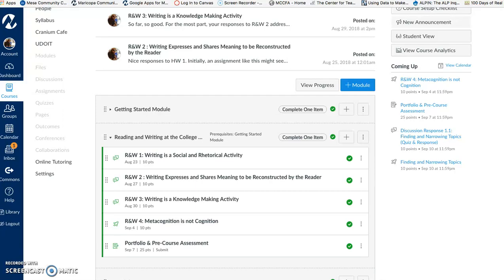Okay, we're at the end of the reading and writing at the college level module, and you'll see at the bottom here there is a portfolio and pre-course assessment link. That assignment's due on the 7th. If this is a future semester, it may be a different due date, but this semester is due on the 7th. So you're going to click on that.